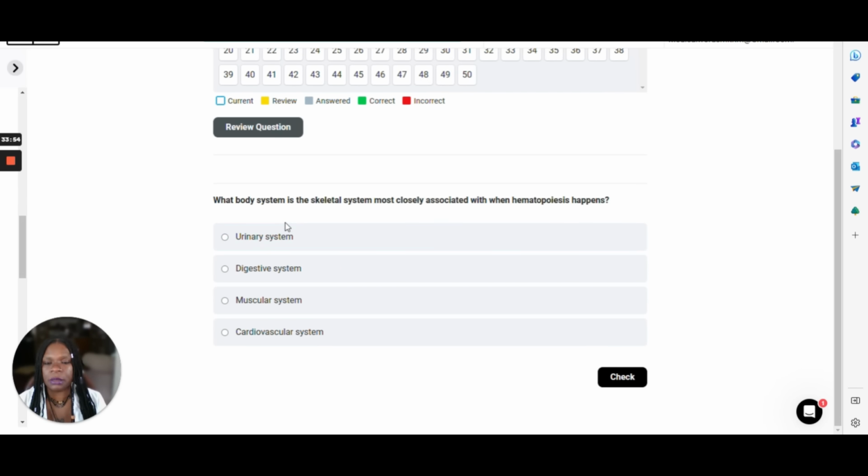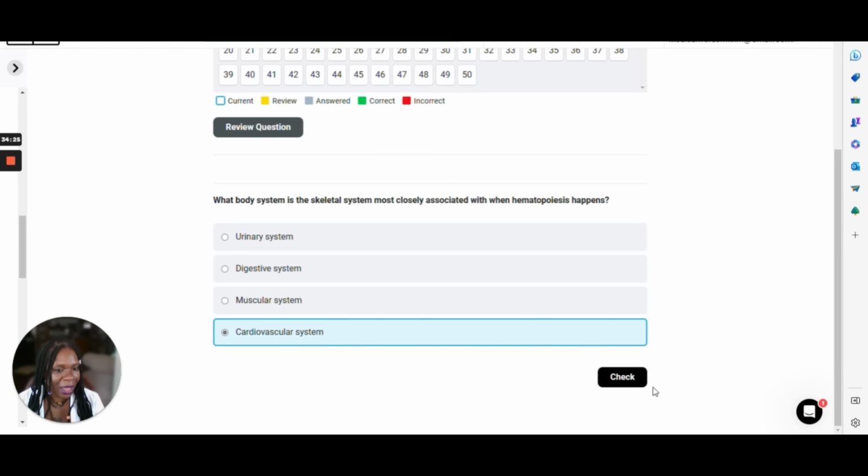What body system is the skeletal system most closely associated with when hematopoiesis happens? So here's the keyword right here, hematopoiesis, which is going to be the start of new blood cells and the synthesis of new blood cells, right? So is it going to involve the urinary system, the digestive system, the muscular system, or the cardiovascular system? I'm going to say the cardiovascular system, and here is why. Let's see.